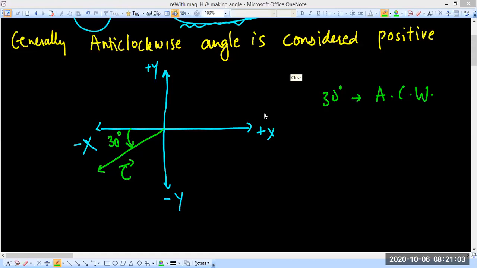I'm actually more concerned about biology students. Math students have studied this in maths in 11. Is this clear? Yes or no?